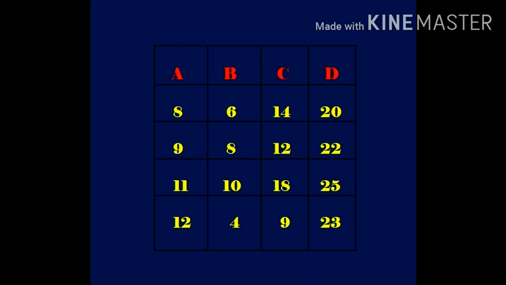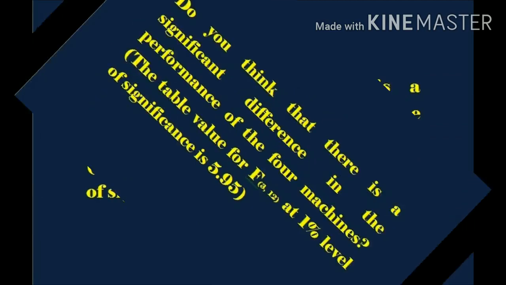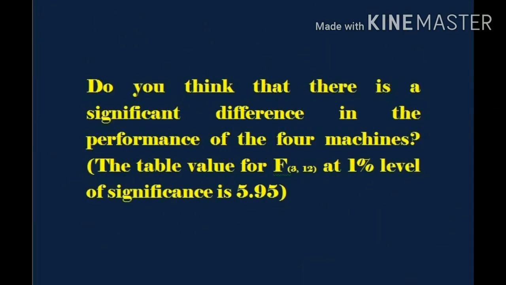So here we have 4 machines A, B, C and D. From each machine we are taking samples of size 4. From machine A, the number of flaws in the first sample is 8. The number of flaws in the second sample is 9. In the third sample 11 and in the fourth sample 12. Similarly for B, C and D, the values are given. Do you think that there is a significant difference in the performance of the 4 machines? The table value for the F-test at 1% level of significance is 5.95.